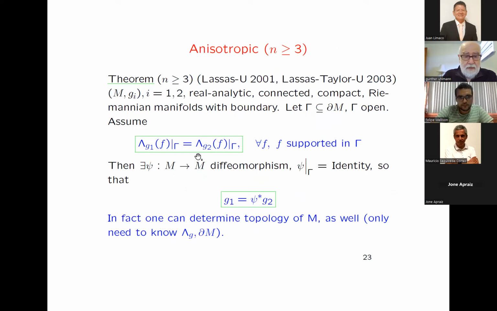This is called partial data. Then there exists a change of variables, which is the identity where you're making the measurements, so that one metric is the pullback of the other. The pullback is the inverse of the push forward. And you can recover the topology also. I mean, you just need to know the boundary and the Dirichlet-Neumann map. This is information on the boundary, and you can recover the manifold itself. But this is again under the assumption of real analyticity.